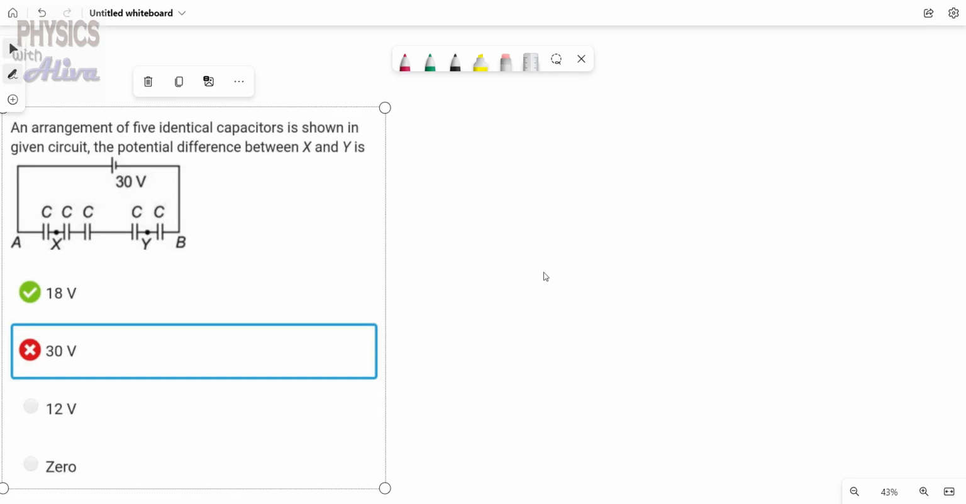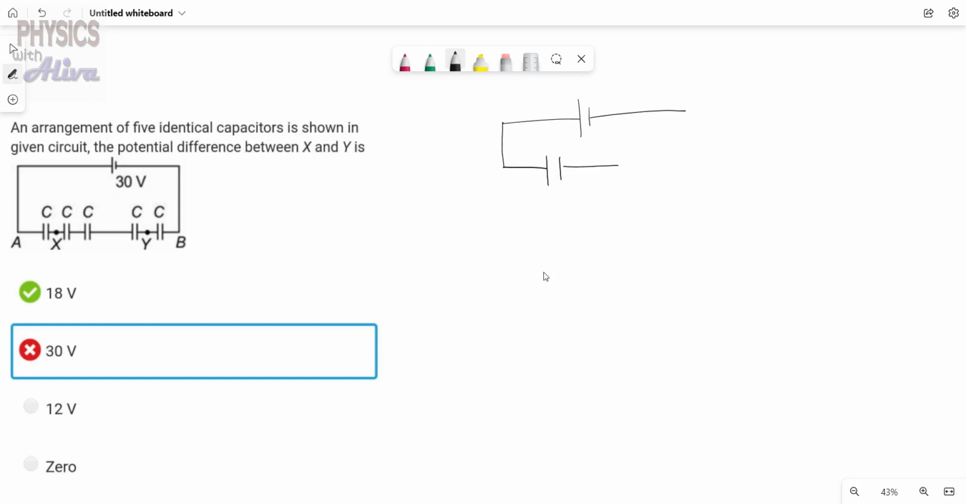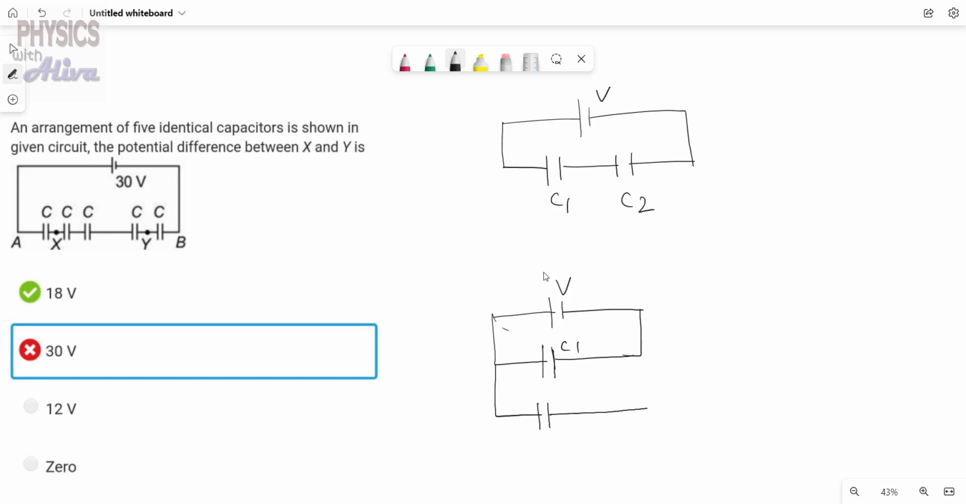Let's start today's problem. Before starting the problem, I will discuss some theory so that you can understand the problem easily. Suppose this is a battery and two capacitors are connected in series with the battery. This is the battery, this is the first capacitor C1 and this is C2. And in the next picture I will draw two capacitors connected in parallel with the battery. This is the battery V, this is the first capacitor C1 and this is the second capacitor C2.